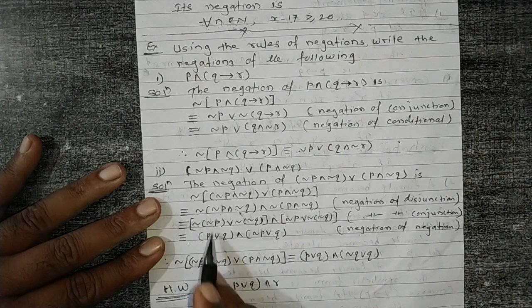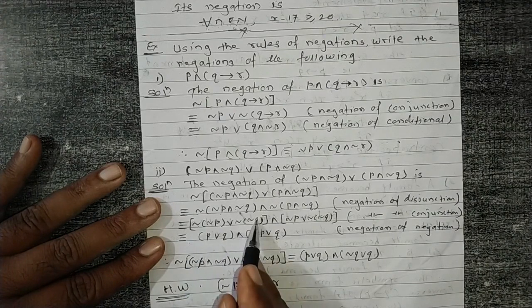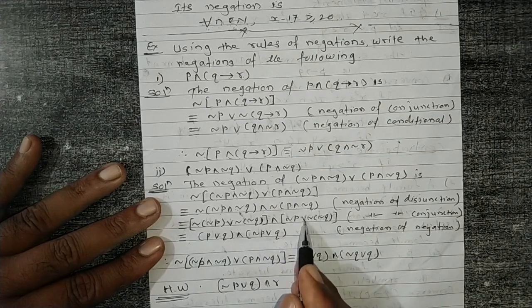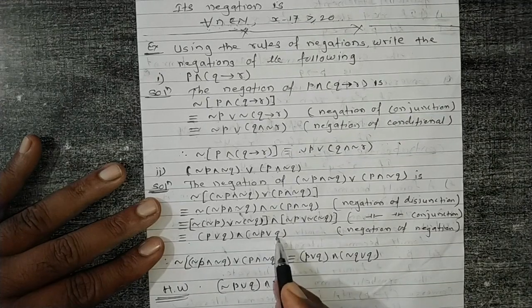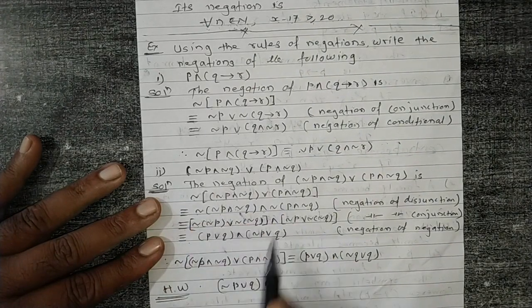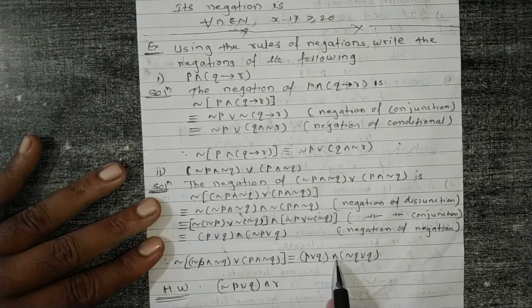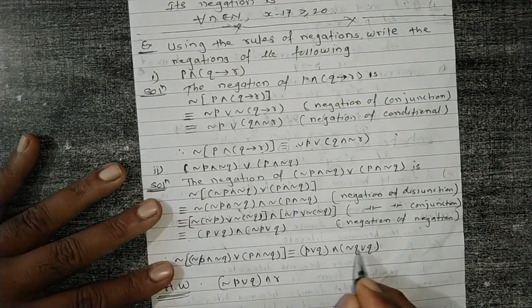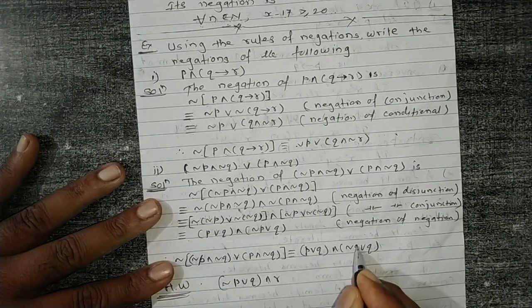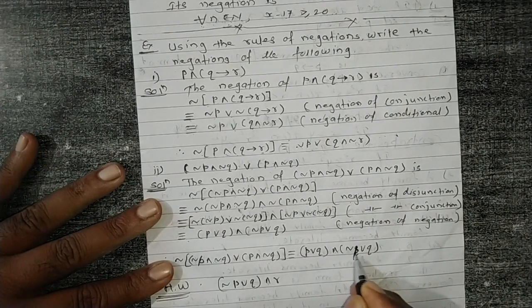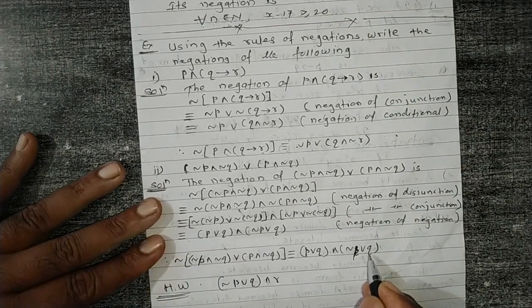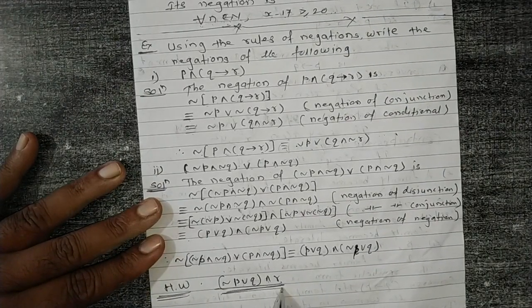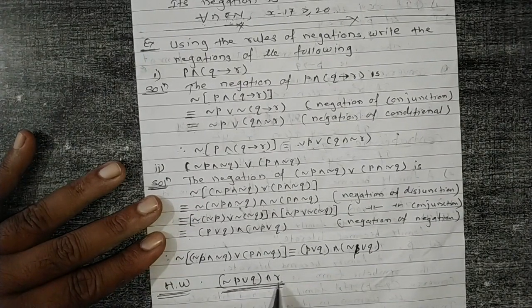That is equivalent to negation of negation. By the negation of negation rule it can be written as P disjunction Q, conjunction negation P disjunction Q, again negation of negation Q, that is Q. Therefore the negation of the given statement is (P disjunction Q) conjunction (negation P disjunction Q). Similarly we can solve the next one, negation P disjunction Q conjunction R, at home.